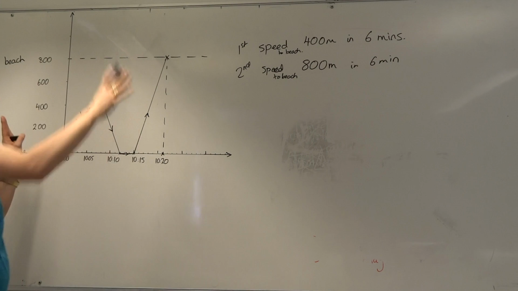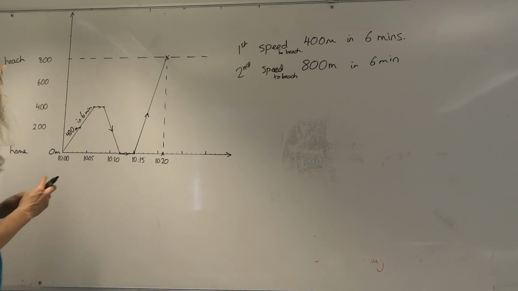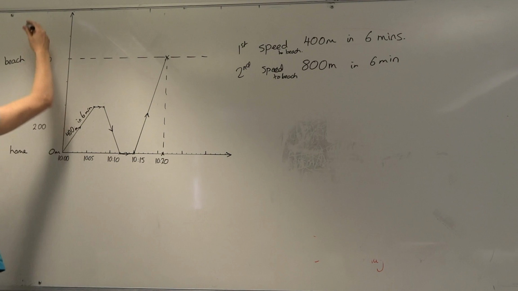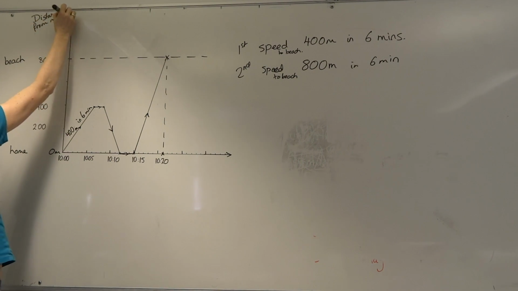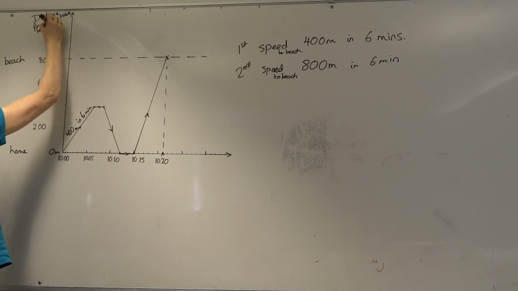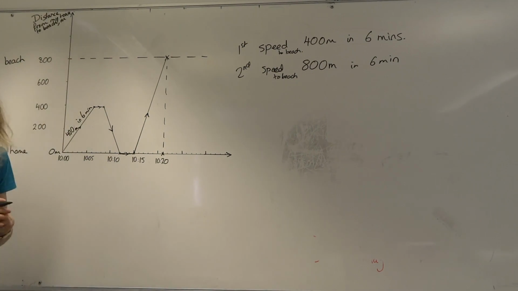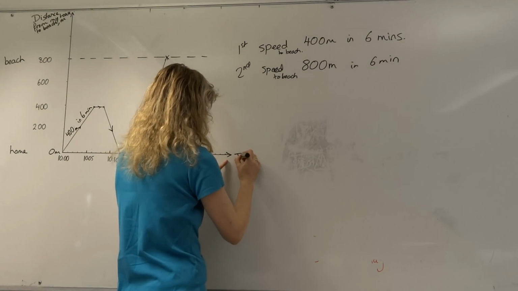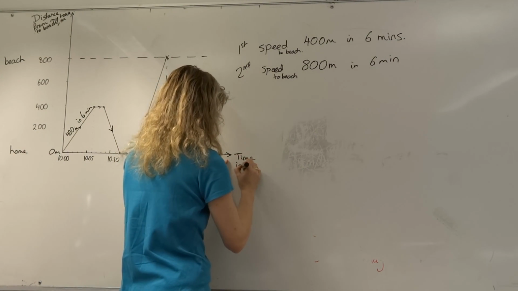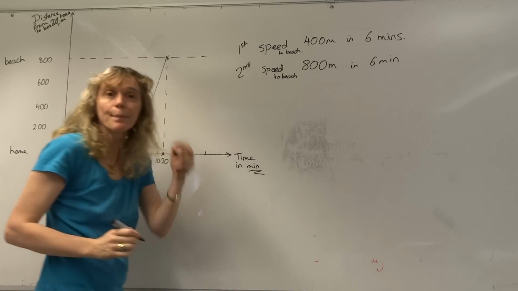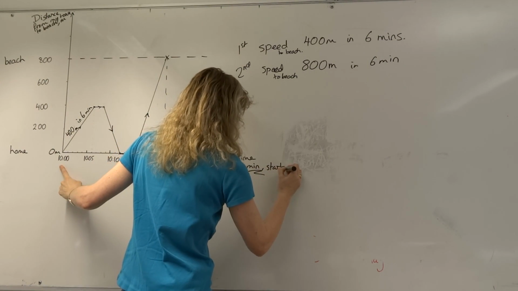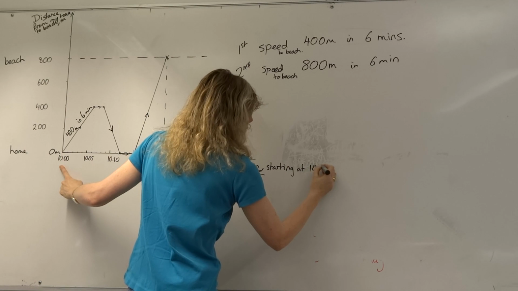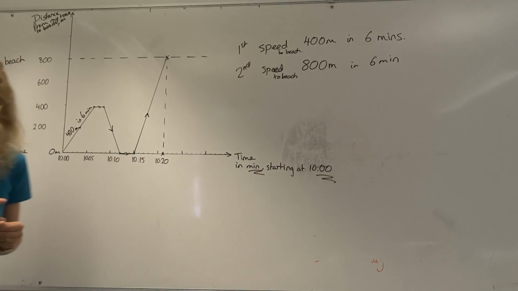Okay, so this is how we would represent a distance time diagram. Important, we label our axis here. This is the distance from my house to the beach in meters, label with units, whereas this is time in minutes. The time in minutes starting at 10 a.m. So it's not just minutes, it's actually a time on the clock.